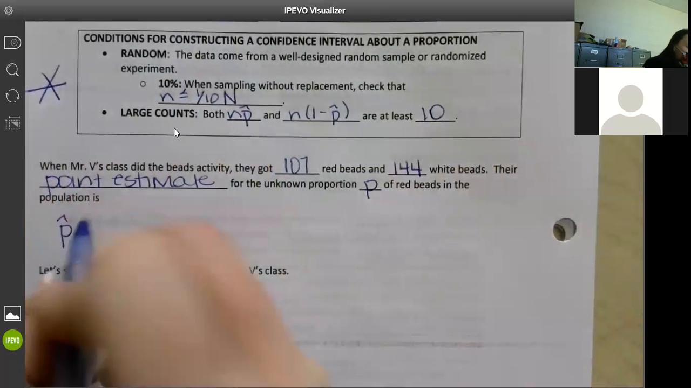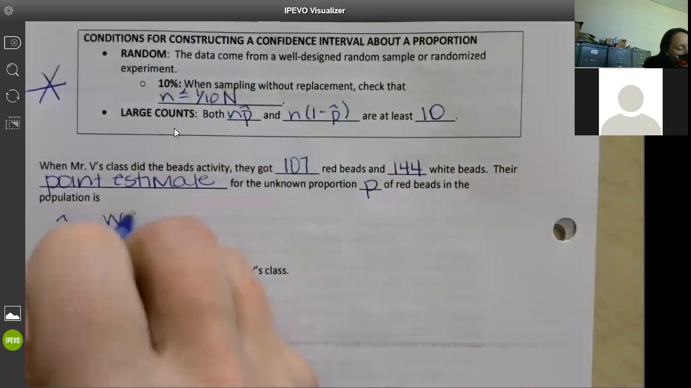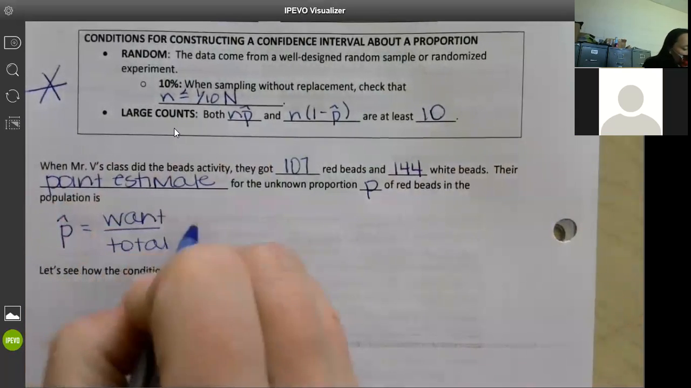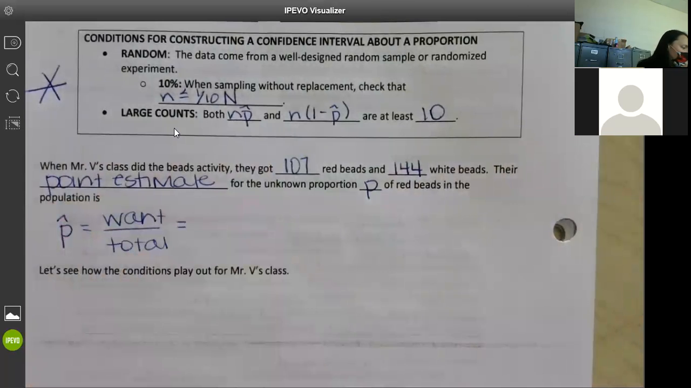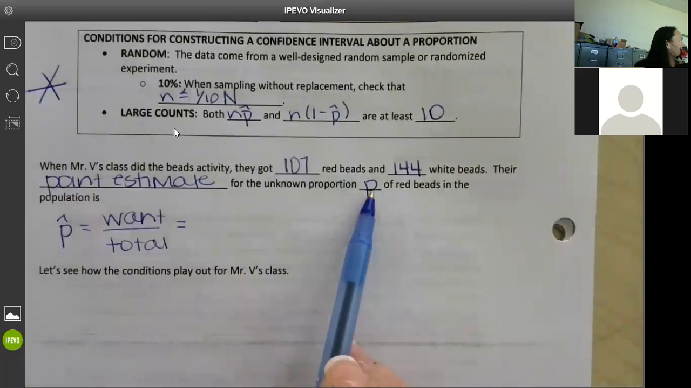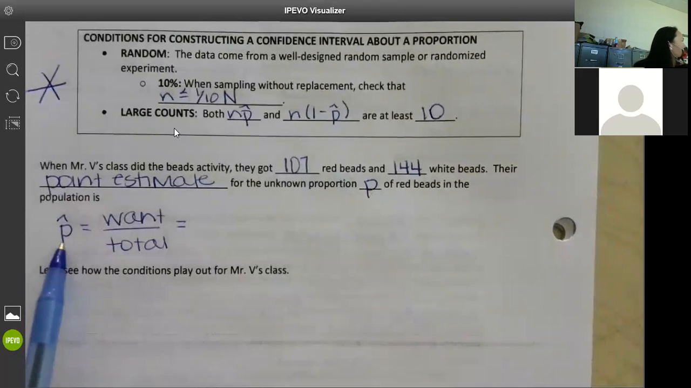Remember, their point estimate is going to be the proportion. To find our proportion, it's what we want over our total. Nope, P is your population proportion. That's what we don't know. We can find P hat. We're using P hat to determine P.